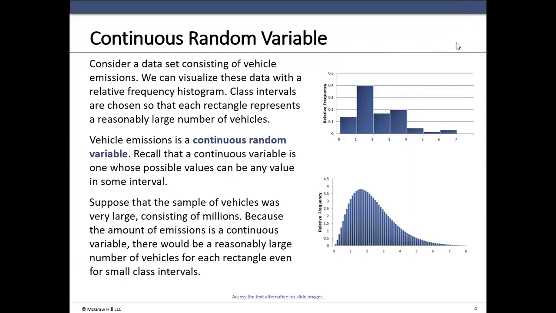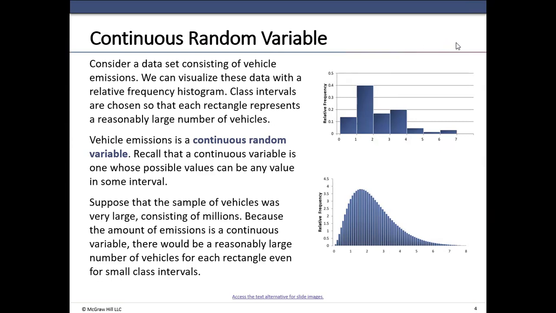Consider a data set consisting of vehicle emissions. We can visualize this data with a relative frequency histogram. So relative frequency on the vertical axis, and we have different groups or classes of data. Class intervals are chosen so that each rectangle represents a reasonably large number of vehicles.